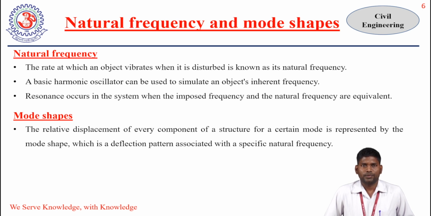Then mode shapes. The relative displacement of every component of a structure for a certain mode is represented by a mode shape, which is a deflection pattern associated with a specific natural frequency. So for every natural frequency at resonance, it gives a different mode shape. This means for a range of natural frequencies, we may have different mode shapes like mode 1, mode 2, mode 3, and we may have a number of mode shapes.